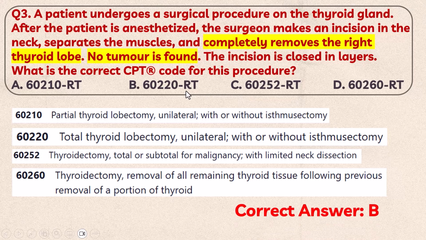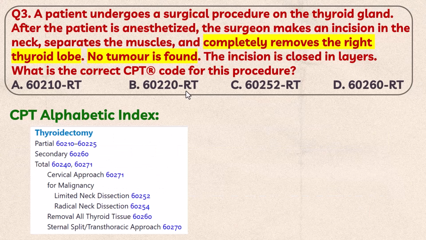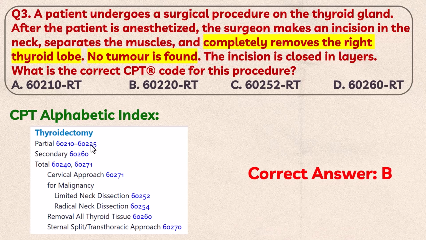If you encounter this case in a real working scenario, you have to use the CPT alphabetic index. Once you go for the CPT alphabetic index, the index term will be thyroidectomy. In the thyroidectomy, you can see partial, secondary, total. So our case is partial. So once you go for the partial, it will lead you to the code series of 60,210 to 225. Again, come back to the tabular list and confirm the answer. Once you confirm the answer, the correct answer will be answer B.